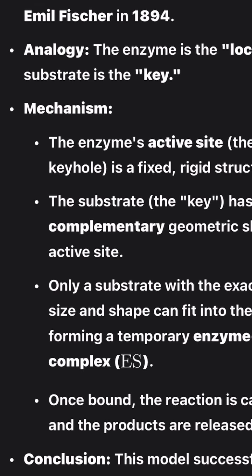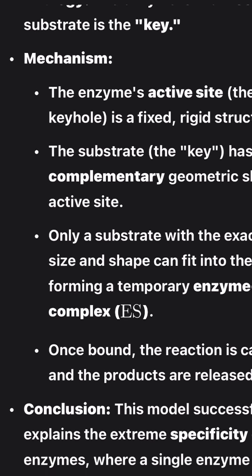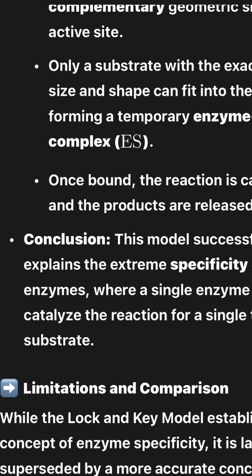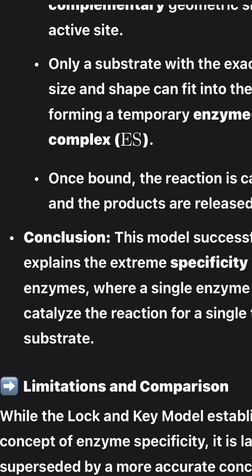Analogy: the enzyme is the lock and the substrate is the key. Mechanism: the enzyme's active site, the lock's keyhole, is a fixed, rigid structure. The substrate, the key, has a perfectly complementary geometric shape to the active site. Only a substrate with the exact correct size and shape can fit into the active site, forming a temporary enzyme-substrate complex, ES. Once bound, the reaction is catalyzed, and the products are released.